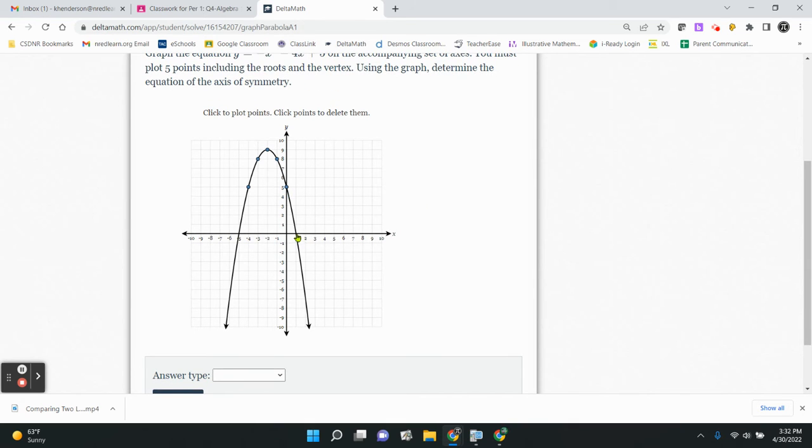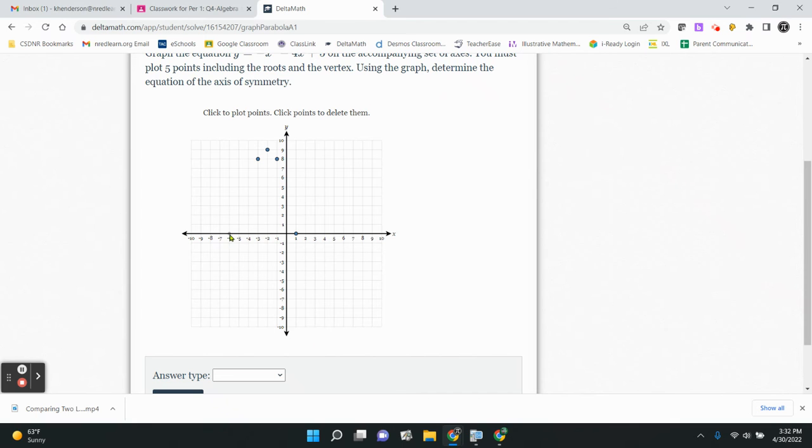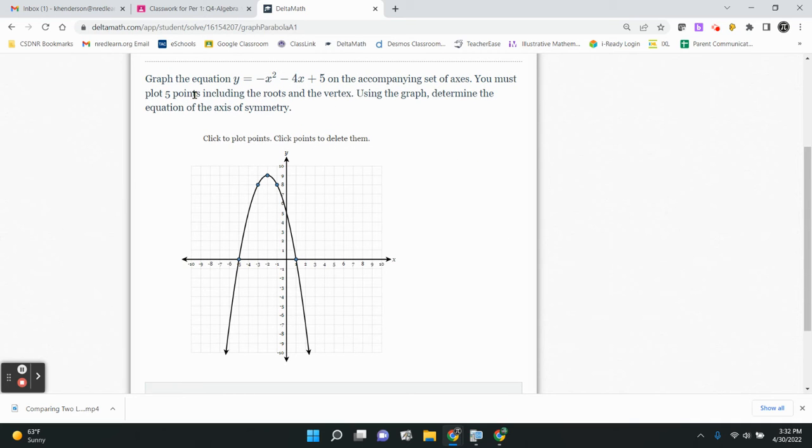Oh, I didn't plot the roots. Okay, I've got to plot my roots. What was my other one? 1, 0, and negative 5, 0. Got to read the directions. It said you must plot 5 points, including the roots, which are the x-intercepts, and the vertex, which I got. All right. Using the graph, determine the equation of the axis of symmetry.